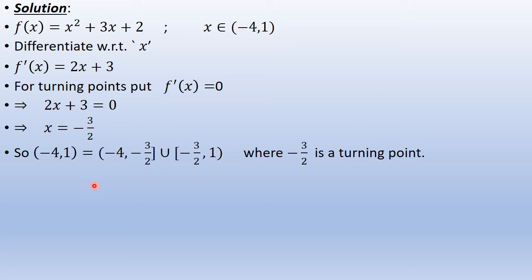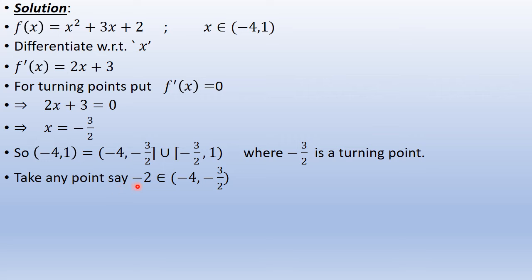Now we consider this interval -4 to -3 by 2, and what we will do, we will take any point in this interval and evaluate the first derivative at it. So take any point, say I have taken -2. It is my choice. Between -4 and -3 by 2, -3 by 2 is -1.5, so I have taken -2. You may take -3. It's your choice.